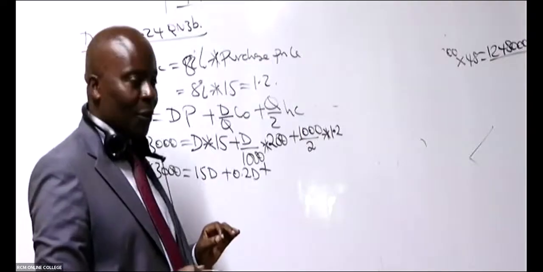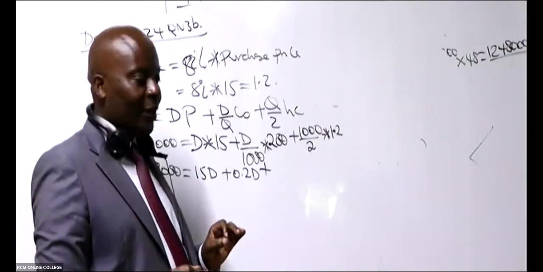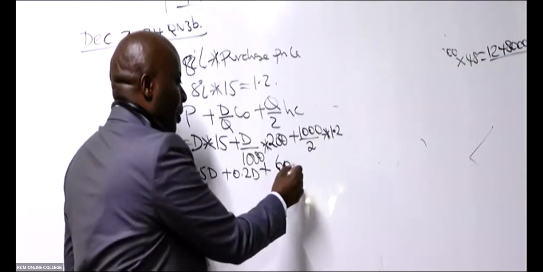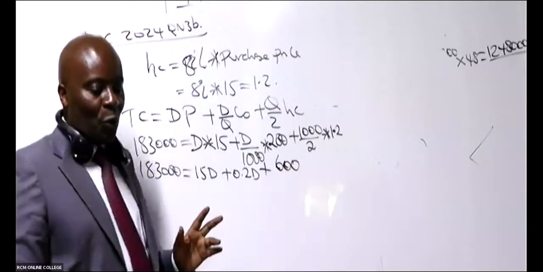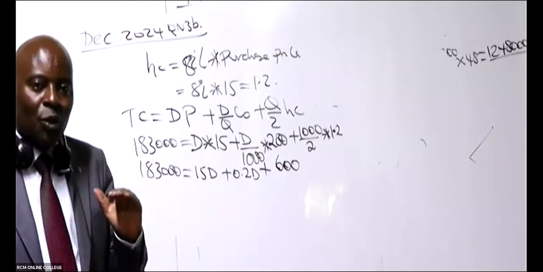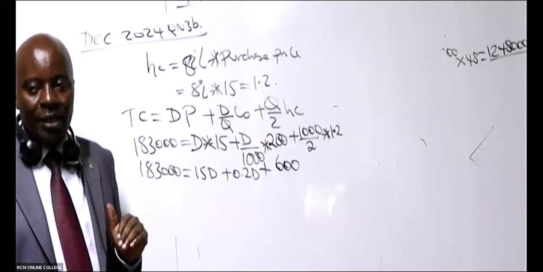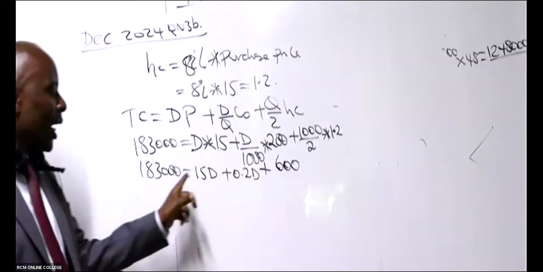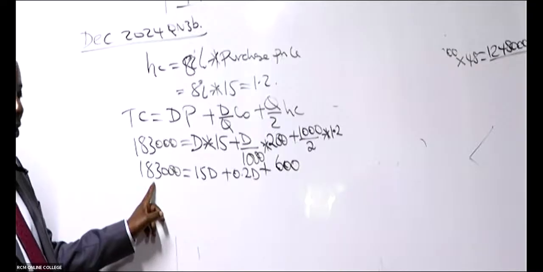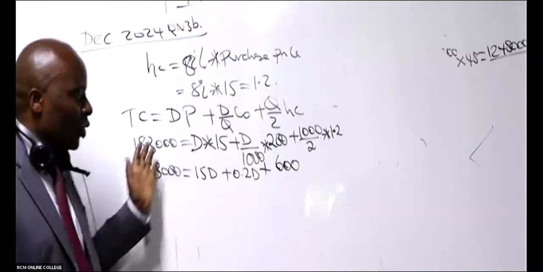Tina gives me 600 bob. Is that okay? So from there, what do we do? We shall put like terms together. These 600 and this are constants, so in this case you put those terms that are alike together.